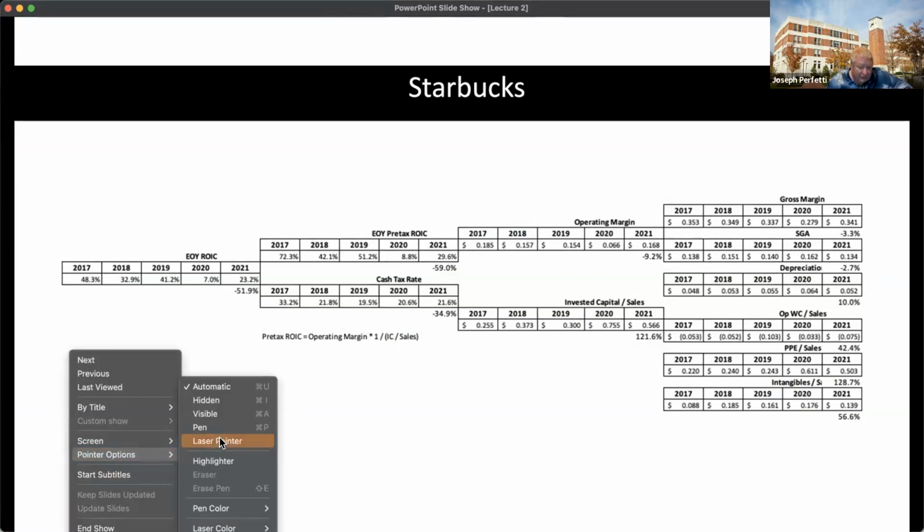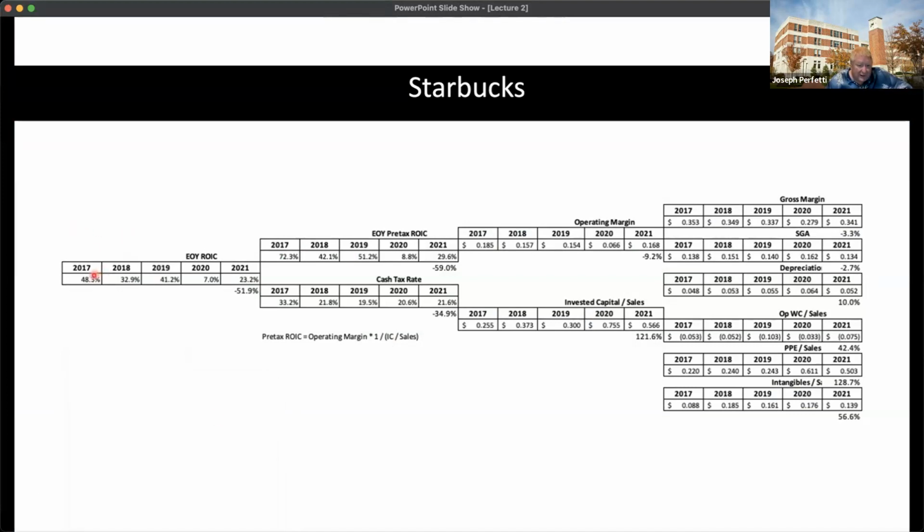Use the laser pointer. And 5 years later, it went to 32.9, 41.2, 7, and then 23.2 at the end of 2021. A 5-year percentage change, dropping their ROIC by 51.9% over 5 years, went from 48.3 to 23.2.